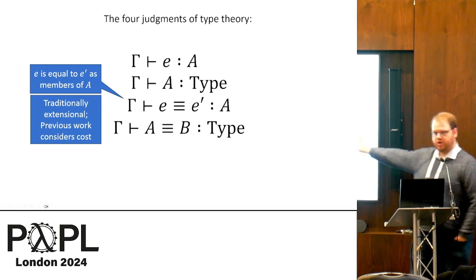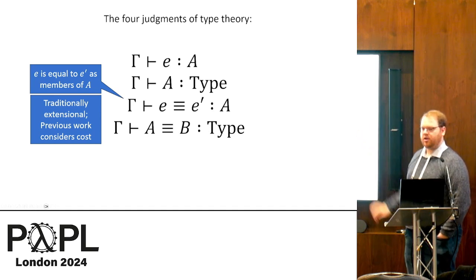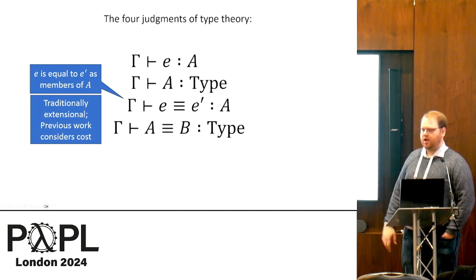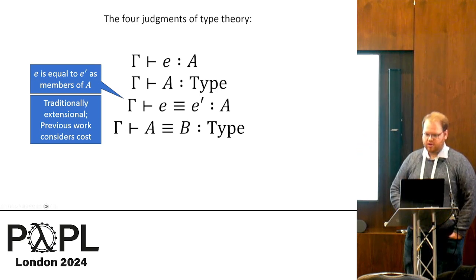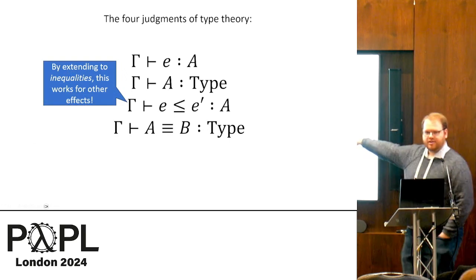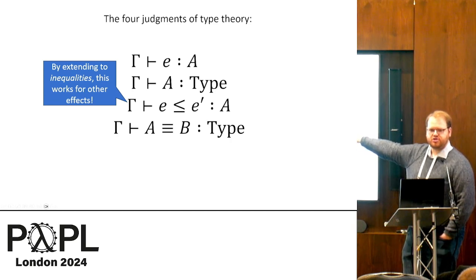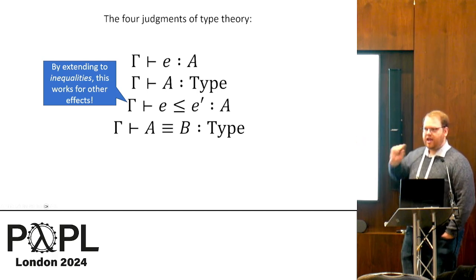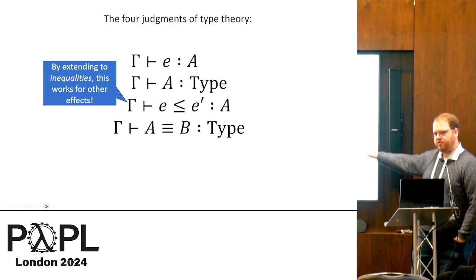In their previous work, the same authors said, well, what about the cost? We also want to reason about cost here. And they got some stuff to work, but it didn't take care of any other effects other than just cost. What their insight is in this work is, hey, instead of equal, let's say that one program is less than another. You could think of this as producing strictly fewer traces, or having fewer possible results. And with this, they're able to make their framework work for a whole swath of other effects.